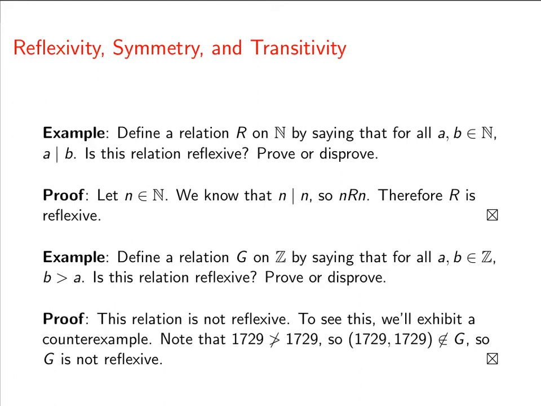Now you can see that we're using some different notation. This is one notation, this is another notation. They mean the same thing in terms of whether or not some ordered pair is in the relation.